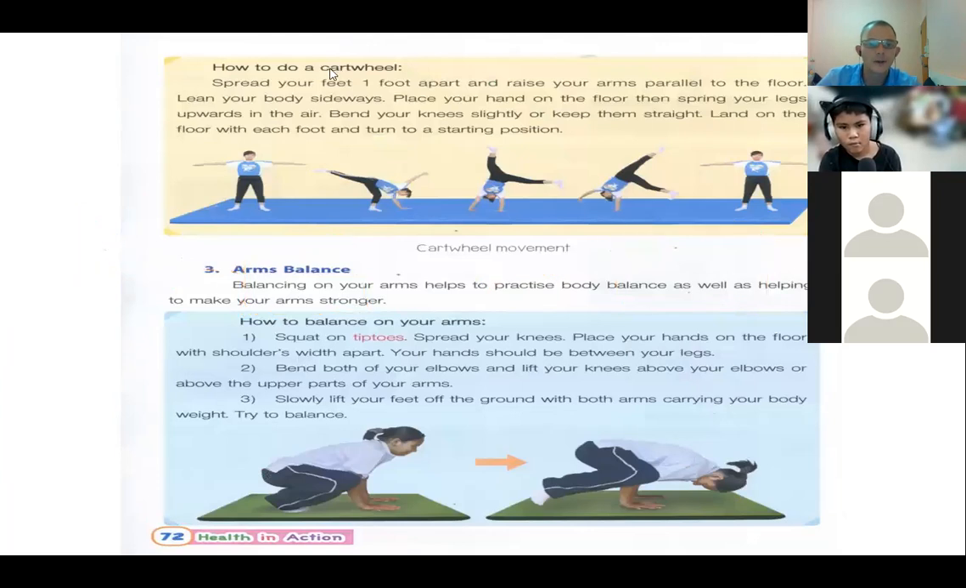our cartwheel. Now the cartwheel is when you stand up straight and you turn on your hands, your whole body goes sideways. So your cartwheel is sideways, like this. So you spread your feet 1 foot apart and you spread your arms. Then you go to the side, placing your one hand on the one side and your other hand on the other side, and you roll with full momentum.